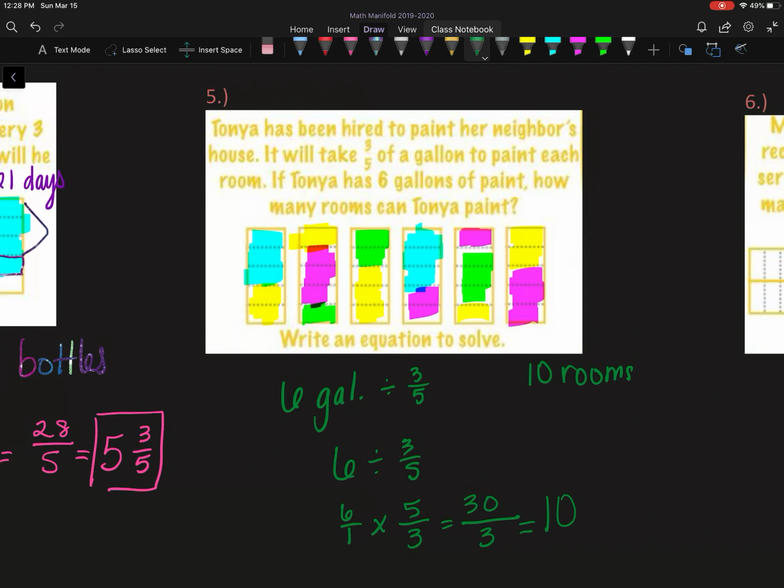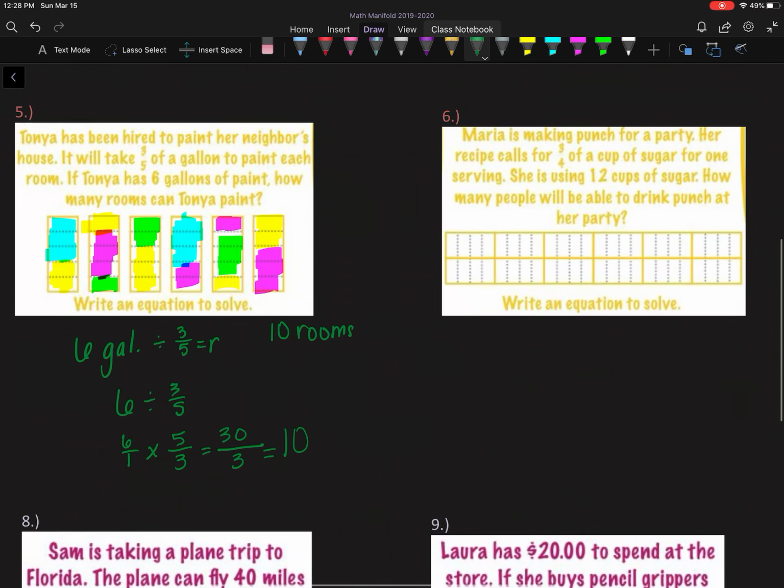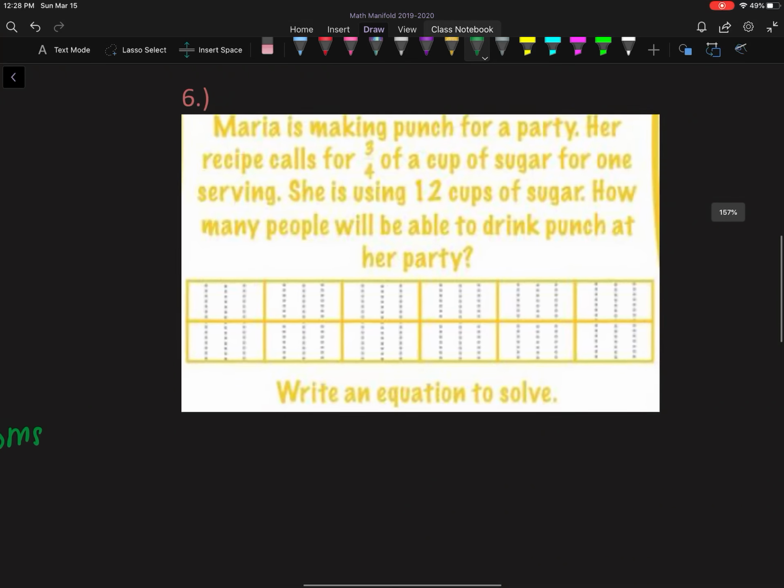I should have given this an equation with a variable of an r because we were trying to figure out how many rooms she could paint. But my model is also proving that I can get 10 rooms if each room is taking 3/5 of a gallon of paint. I'm sorry about that.